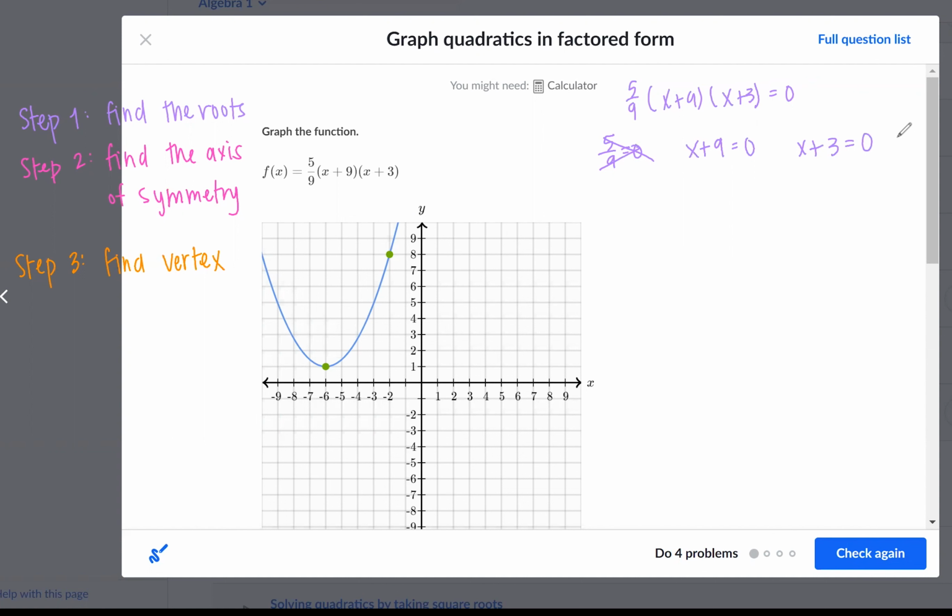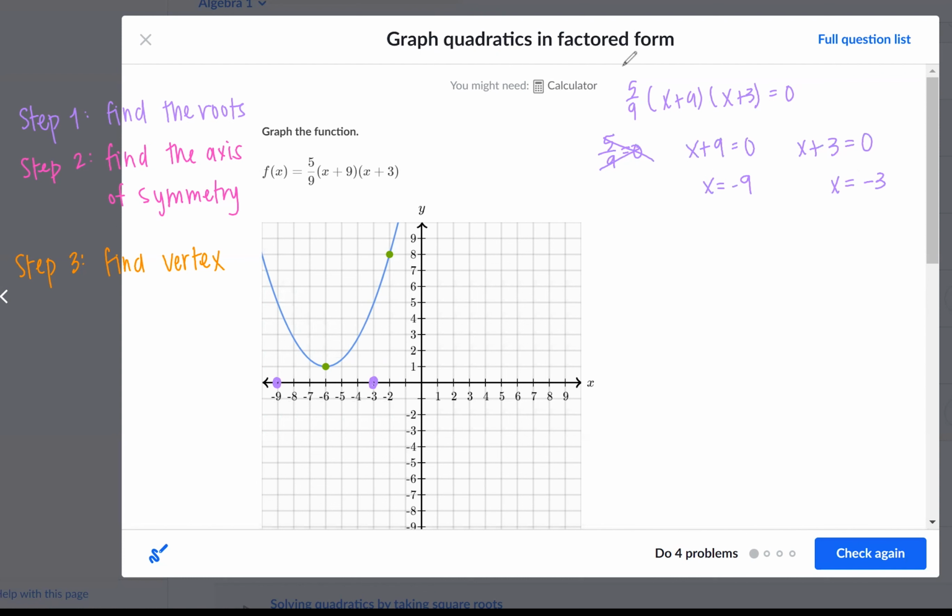If x + 9 is equal to 0, the equation is going to be 0. If x + 3 is 0, then the expression on the left-hand side will also be 0. So I solve this, I subtract 9 on both sides. Here I subtract 3 on both sides. This means my x-intercepts are at -9 and -3. Okay, great. For the moment, I'm going to wait to move my graph. I'm going to do more by hand.